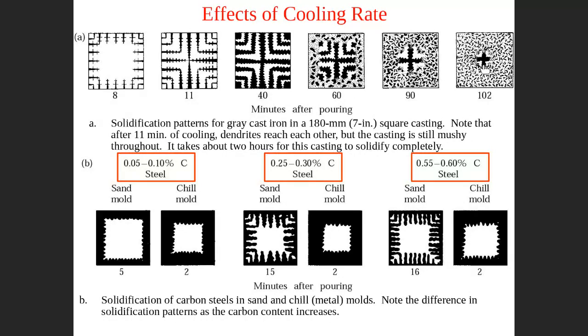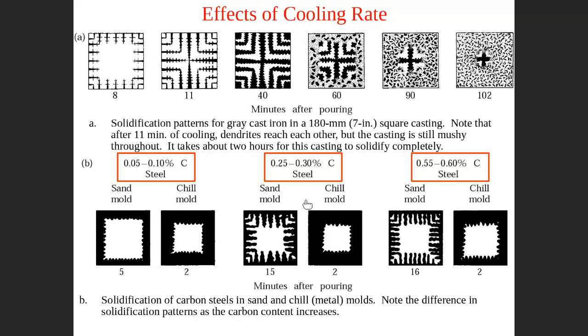This is the effect of the time, the cooling rate. This is the effect of the carbon, for example, in steel. We increase carbon content. This is a certain carbon content. Here we increase the carbon content. Here we increase carbon content. Actually, you can see that whenever you have a higher carbon content, the behavior of the material becomes different. Now it's like an alloy.